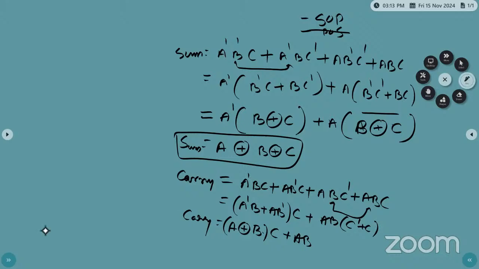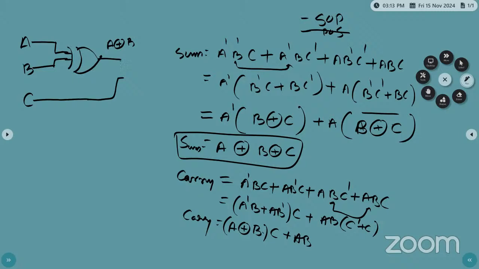Okay, now the logic circuit, how many inputs? A, B, C. On the first one, you can take one XOR gate with 2 inputs. And this expression is A XOR B, and you can take the third input. And you can take another XOR gate. So now this expression is A XOR B XOR C.